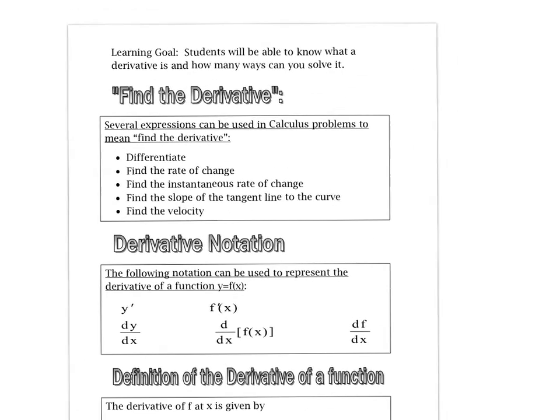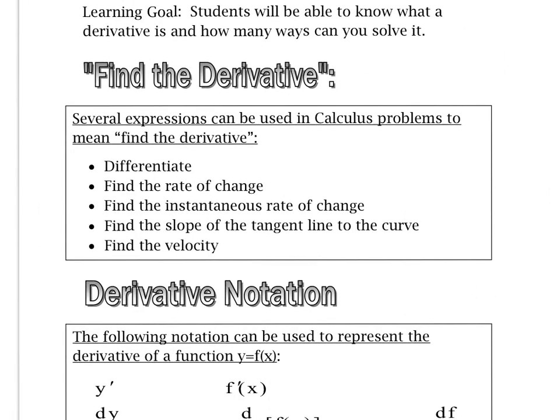Okay, so one of the things you have to know is you're going to see this. I'm going to ask you, or Khan's going to ask you, or the AP Test's going to ask you to just find the derivative. But there's a lot of different ways to ask that exact same thing. So they may say differentiate. They may say find the rate of change. Find the instantaneous rate of change. Find the slope of the tangent line to the curve. Find the velocity of a position function is really what that would be. So all of these things are just ways of asking for the derivative.